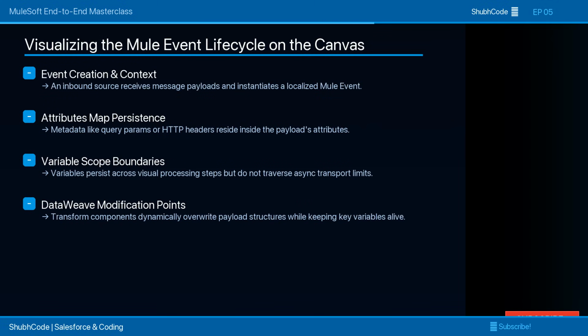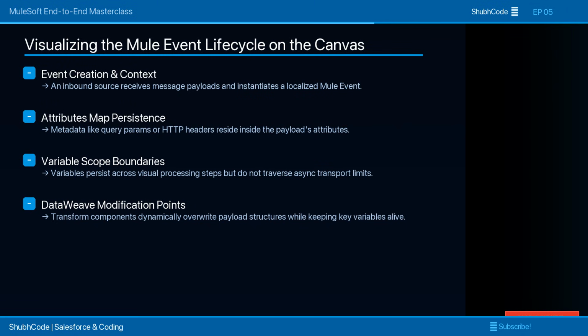To build bulletproof integrations, you must visualize how the Mule event lifecycle travels across the visual canvas. The moment an external request hits your message source, the Mule runtime instantiates a Mule event. This event, consisting of a message, which contains the payload and attributes, and variables, traverses from left to right along the visual processors in your flow. In Anypoint Studio, this sequence is laid out linearly on the canvas. As the event passes through a transform message component, the payload is dynamically overwritten, while any headers or metadata are updated in the attributes map.